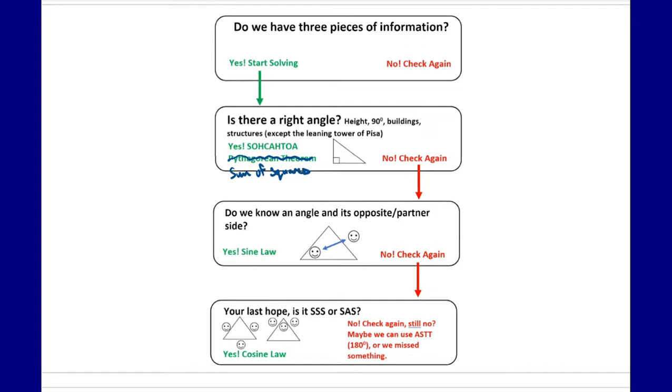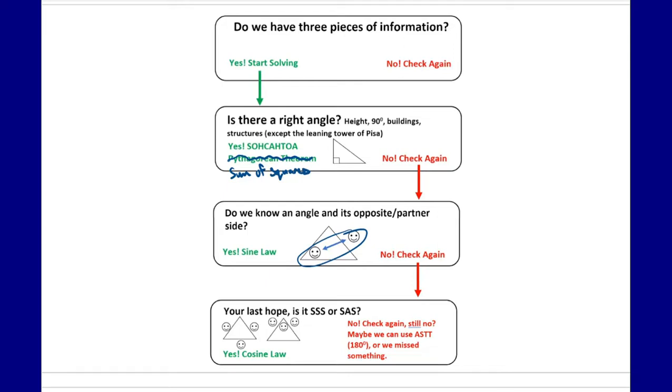Do we have an angle and its opposite or partner side? So again, the angle and the side across from it, or the side opposite of it, do we have that information? If we have that information, then there's a very good chance that we are using sine law. Sine law requires a full pair, or the pair of an angle and its opposite side. So if we have that information, then chances are we are probably using sine law. If we don't have that angle and its opposite, let's check again.